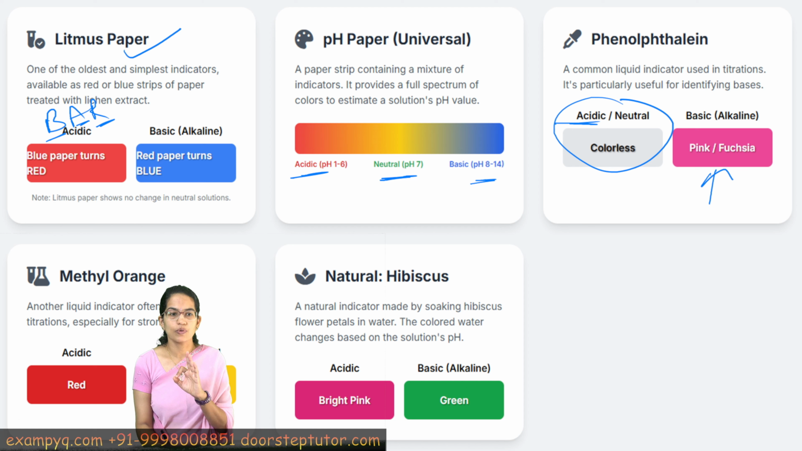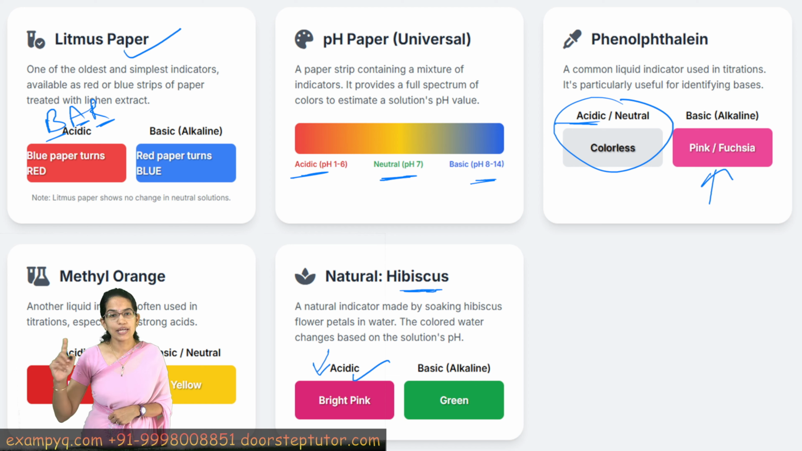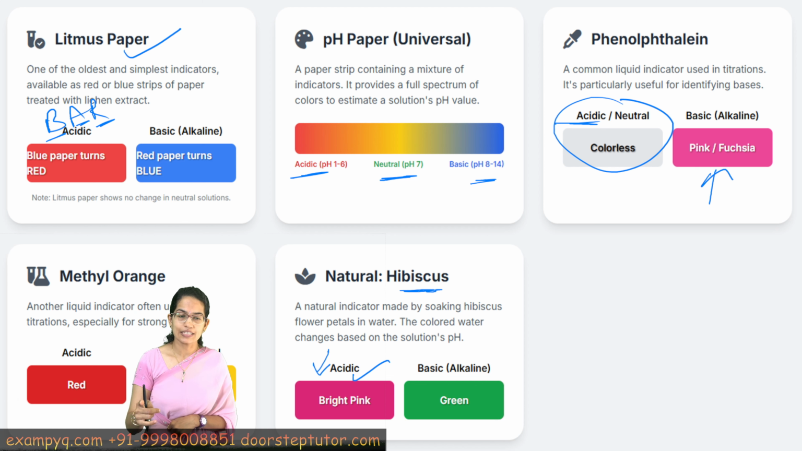Very important to note. In contrast to this, hibiscus, which is a natural indicator, turns pink in acidic solution. So not to confuse, phenolphthalein is pink in basic solution, hibiscus is pink in acidic solution, and hibiscus turns green in basic solution, right? And then there is methyl orange.